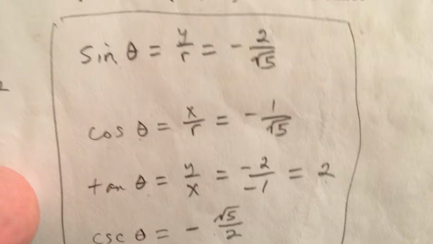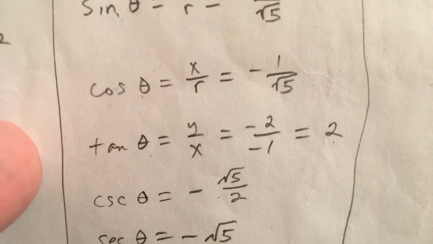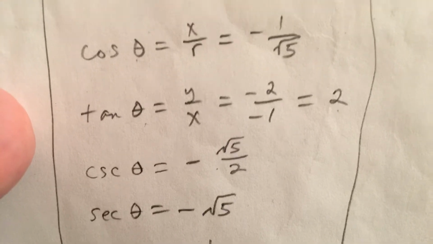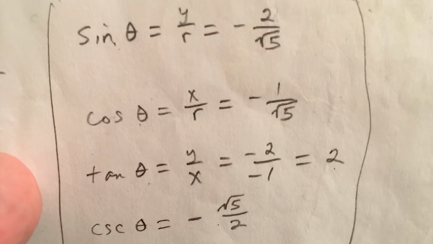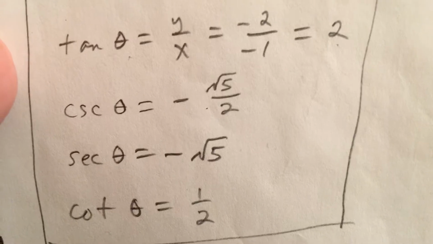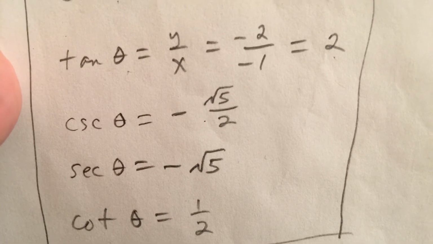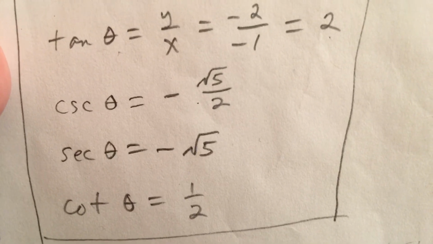Cosecant is the reciprocal of sine, and so the reciprocal of sine is minus root 5 over 2. Secant is the reciprocal of cosine, and so secant is equal to minus root 5. And cotangent is the reciprocal of 2, and the reciprocal of 2 is 1/2.